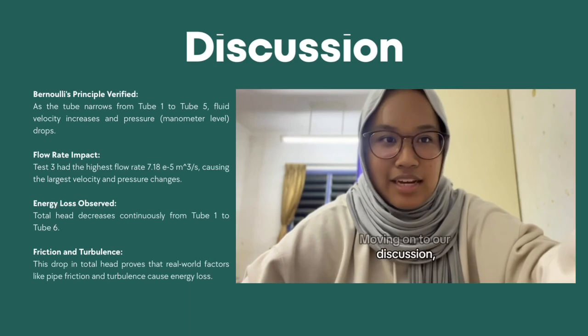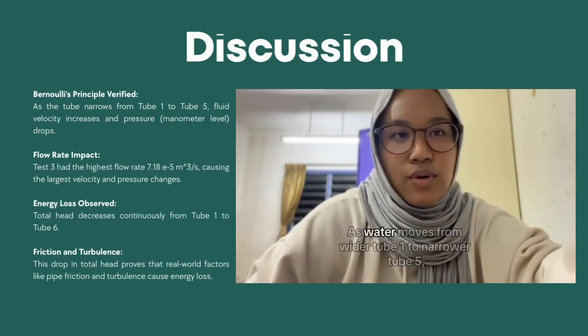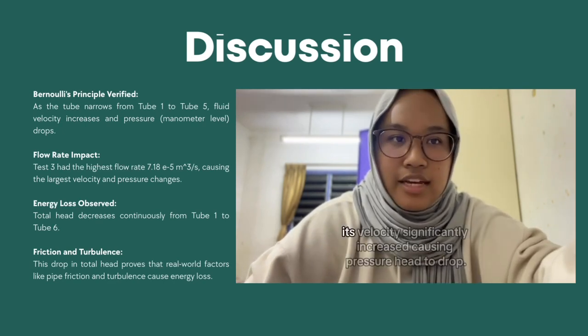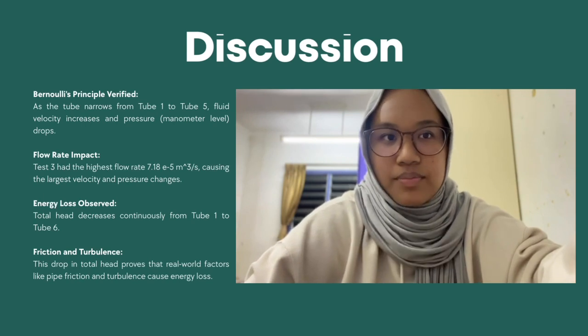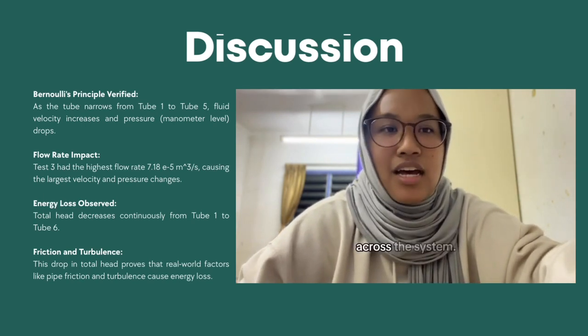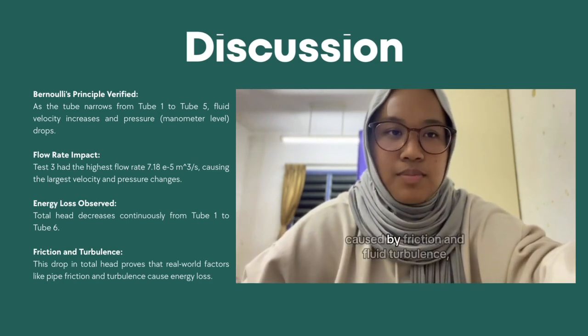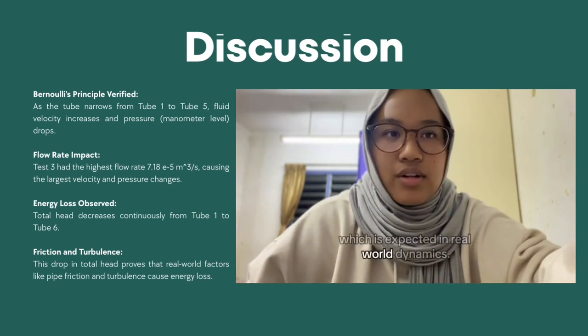Moving on to our discussion, our data clearly validates Bernoulli's principle. As water moved from wider tube 1 to narrower tube 5, its velocity significantly increased, causing pressure head to drop. We also noticed that the total head steadily decreased across the system. This happens because of energy loss caused by friction and fluid turbulence, which is expected in real-world dynamics.